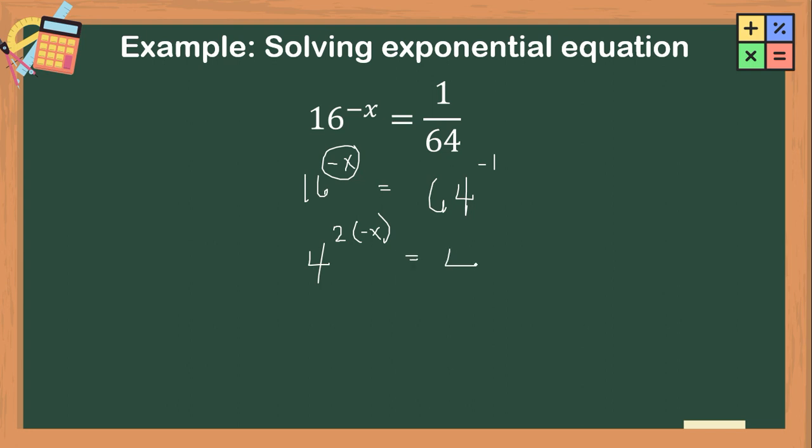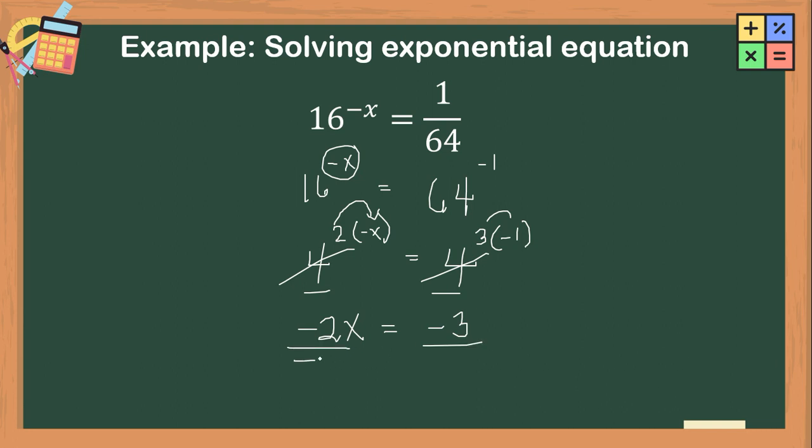So sabi nyo kanina, 4 ang parehas, para maging parehas na sila ng base, so 4 ang gagamitin ko. So ano yung magiging exponent ng ating 64? 3. Times negative 1. Then cancel. Then what is 2 times negative x? Negative 2x. Next is 3 times negative 1. Negative 3.